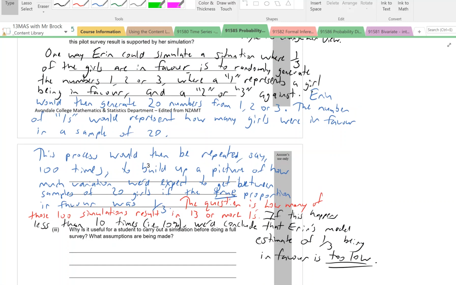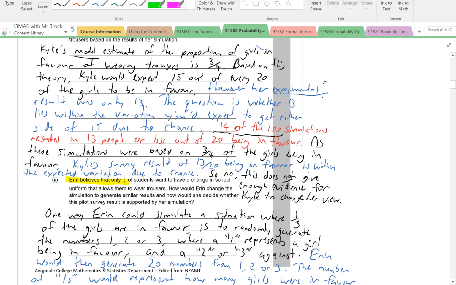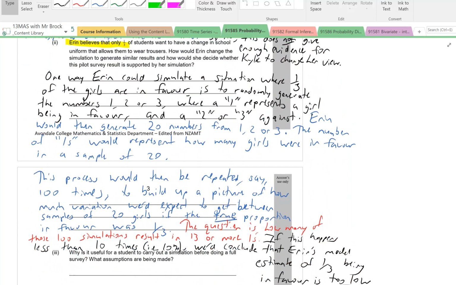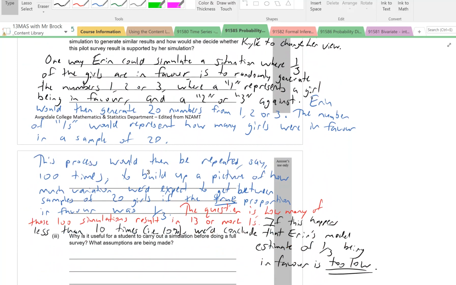Okay, so just have a read over that and get really clear on it. The key thing is we're using a simulation to see whether an observed finding, which is the 13 out of 20 in the pilot survey, is consistent with a model. And in this case, Erin's model is 1/3. If the model was true and only 1/3 were in favour of the change, then would we expect to get 13 out of 20, as high as 13 out of 20, due to chance?